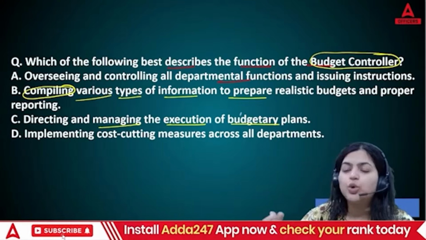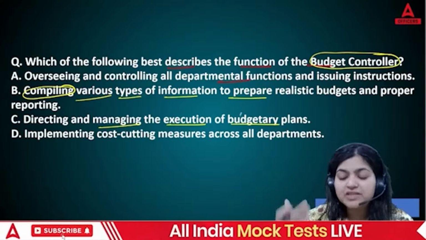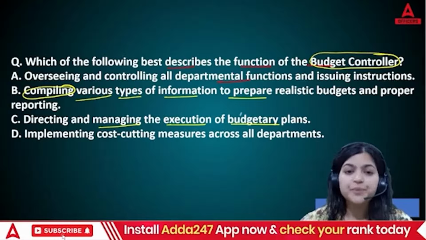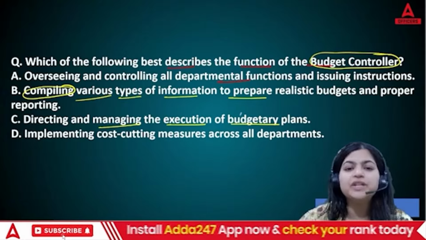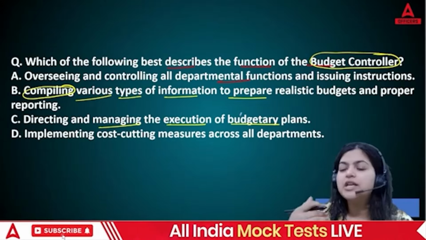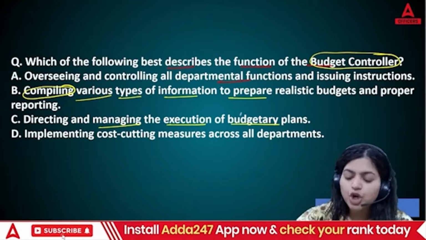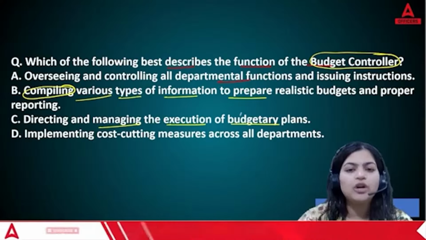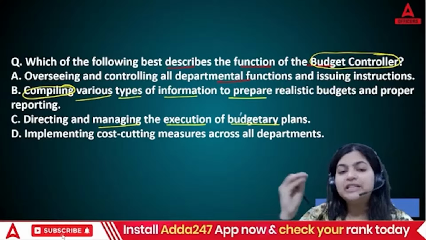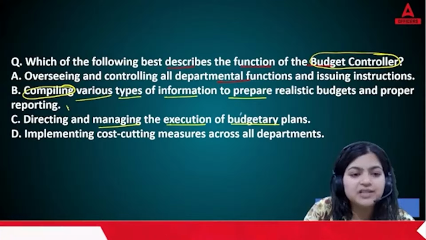Yes, what is our goal, vision, how we are going to achieve it, how we are going to establish our targets, everything is given through this controller. So the controller is the person who is going to prepare a more realistic budget, not just some random numbers, some random goals. He will ensure that all the goals of our organization are achieved with the budget, and proper reporting is done to the respective senior management. So the right answer to this question is answer B.